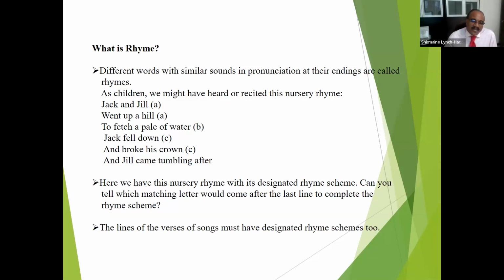That's right. Now, there's something called a rhyme scheme. Here we have another rhyme with a designated rhyme scheme. And we already established the fact that the word after rhymes with water. The lines of the words of the songs must be designated as a rhyme scheme too. Now you have a rhyme scheme, and Jill and hill is AA, right? Water is B, but then you come to another word that doesn't sound like water. It is down. So that goes to C. And crown also matches with down, so that also goes with C. And then the last one is B, because water and after rhyme. So the rhyme scheme in this song is A, A, B, C, C, B. AABCCB. That's a rhyme scheme.